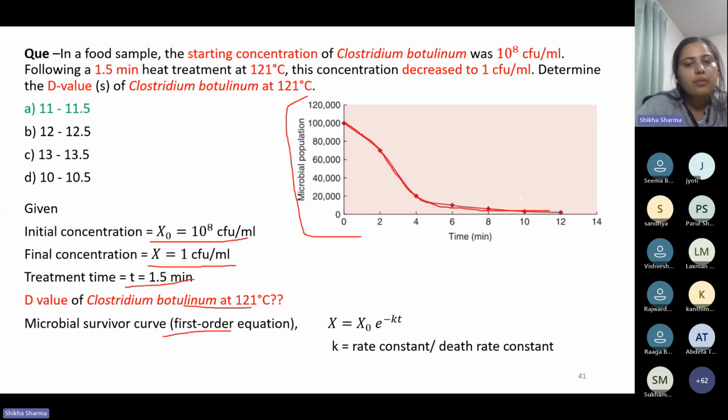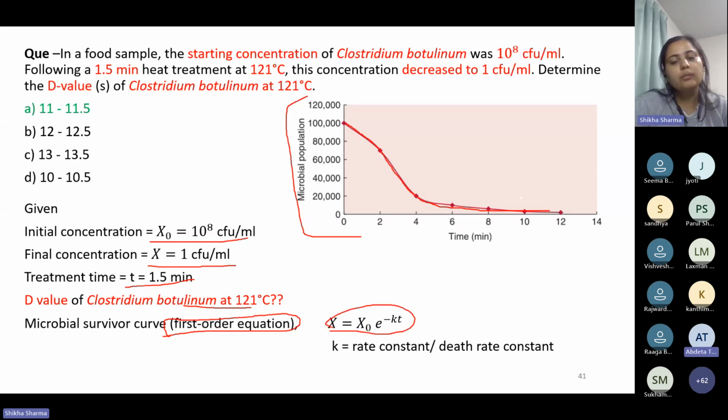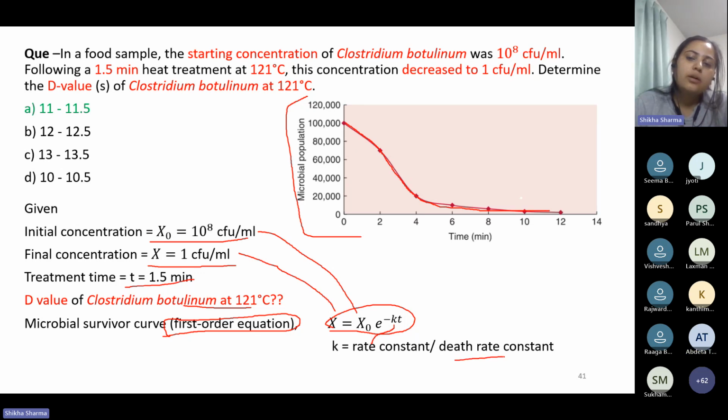We know that the microbial survival curve is a first order reaction. It follows the first order equation, x equals x naught e to the power minus kt, where x is the final concentration, x naught is the initial concentration, and k is the rate constant, or the death rate constant, because here we are taking that microorganisms are dying because of the exposure to the time-temperature combination. With time microorganisms are dying, so we call it the death rate constant. t is the time.